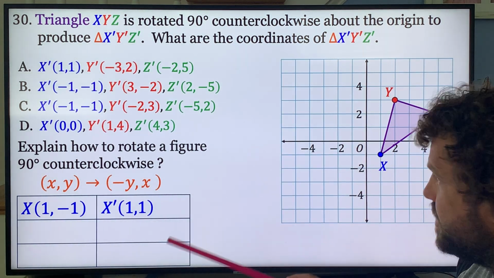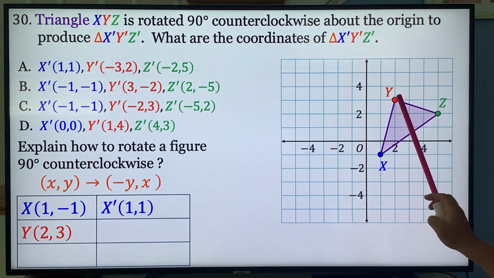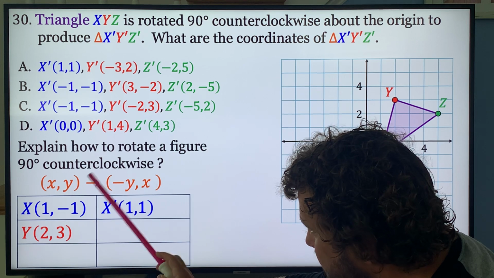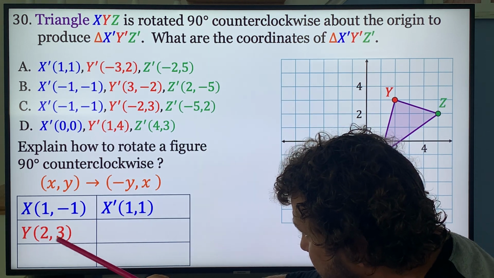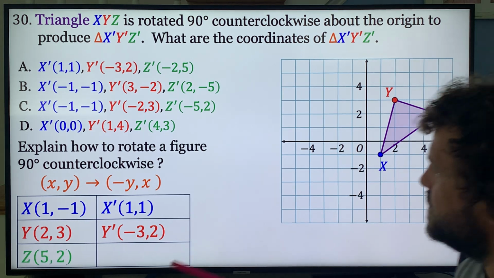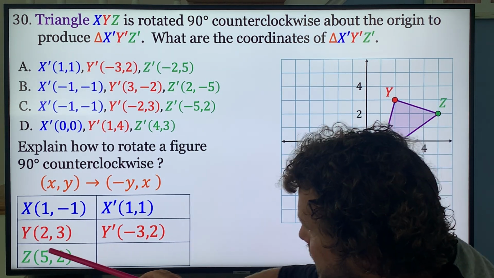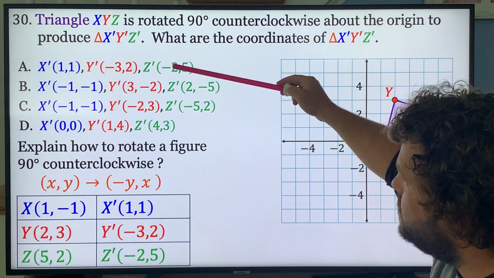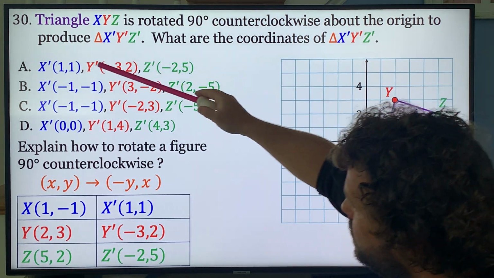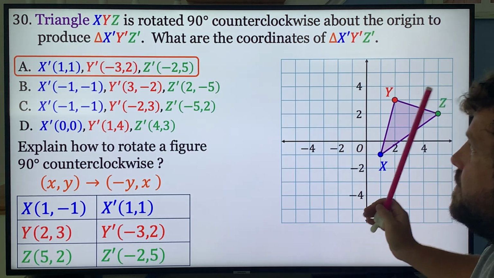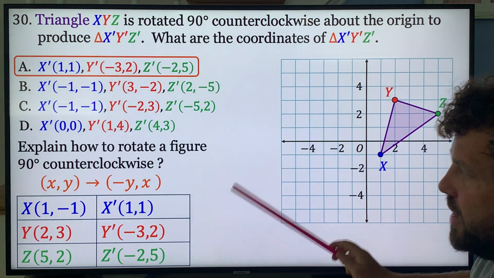I don't like when it's the same number. So let's look at another: (2, 3). We're going to flip these. 3 is going to become negative. So this will become (negative 3, 2). Then (5, 2) becomes (negative 2, 5). Let's check: (1, 1), (negative 3, 2), (negative 2, 5). Woo! There you go. Answer is that.